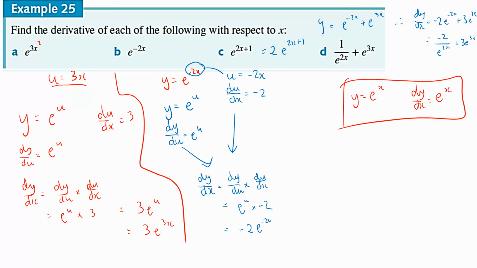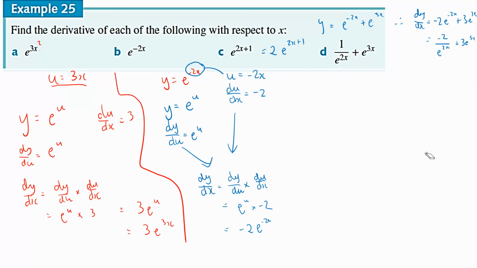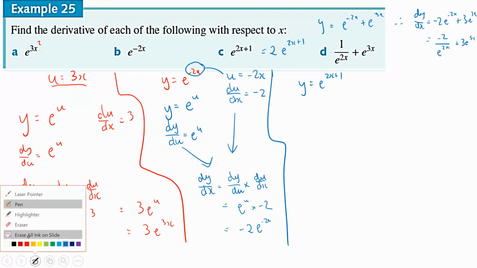Yeah? Now, just in case you were confused about what I just did, I'm just going to do C and D the long way. Okay, so here we go. We've got y equals e to the 2x plus 1. What's the issue? Replace that power because that's what we don't know. That's what we don't like.